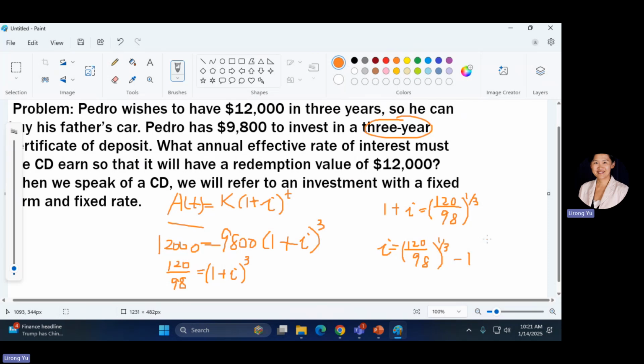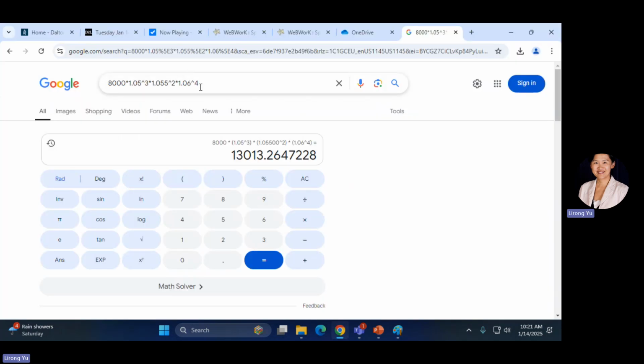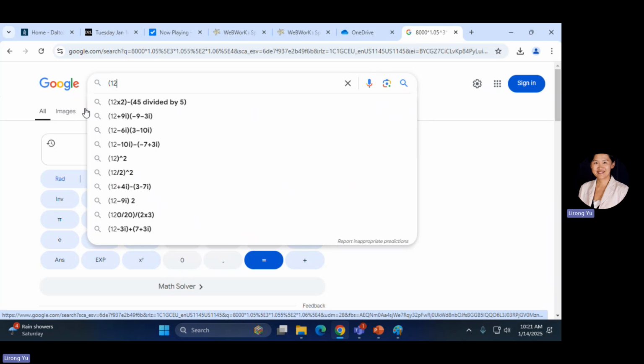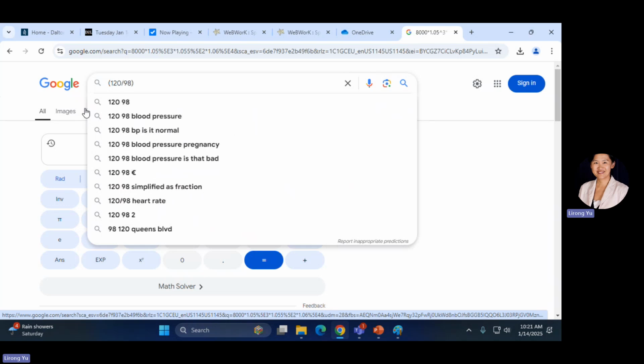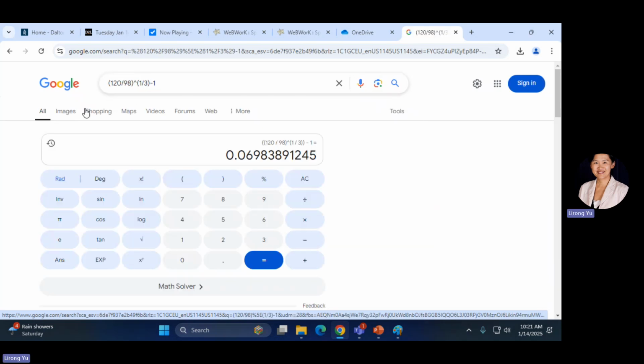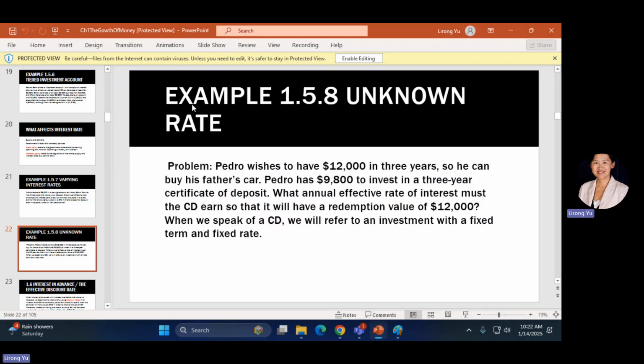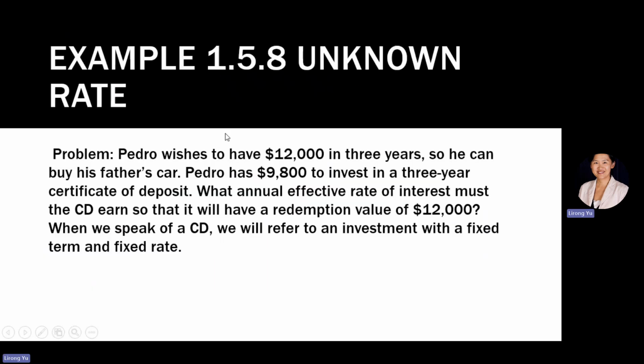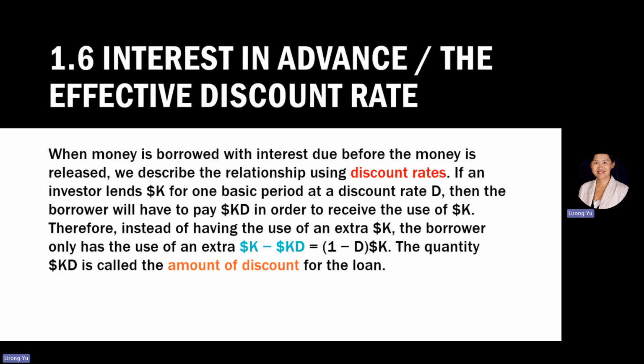I don't have the answer, so I'm going to try to put it into a calculator and see the final answer. So it's 120 over 98 raised to the power of 1/3, and that minus 1, our interest rate. So it's roughly 7%, 6.98% interest rate. Any question? You can also double check in the text and see what the solution was, and put the question up so you can follow through.